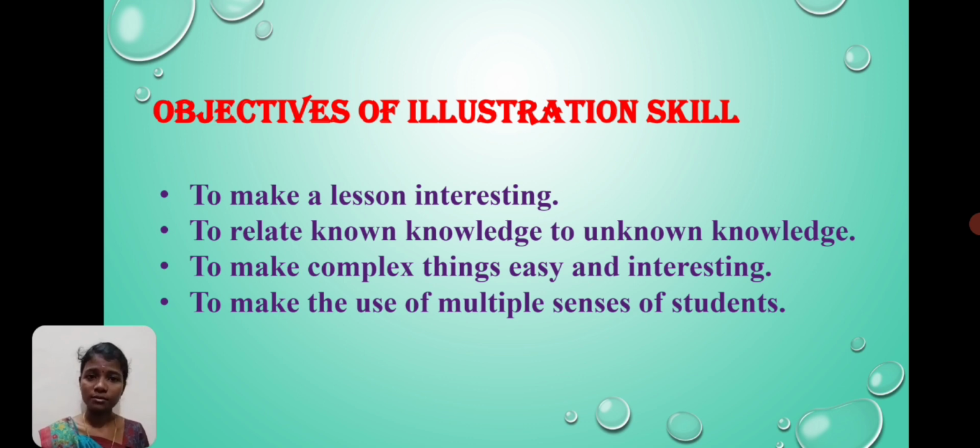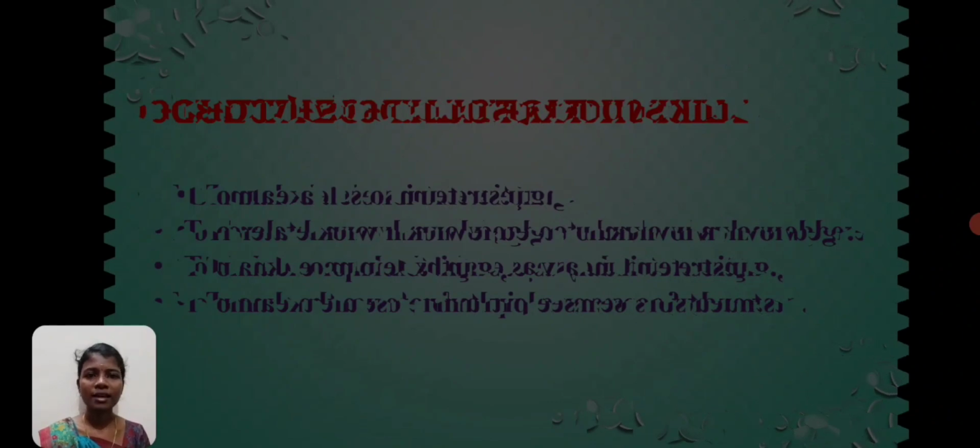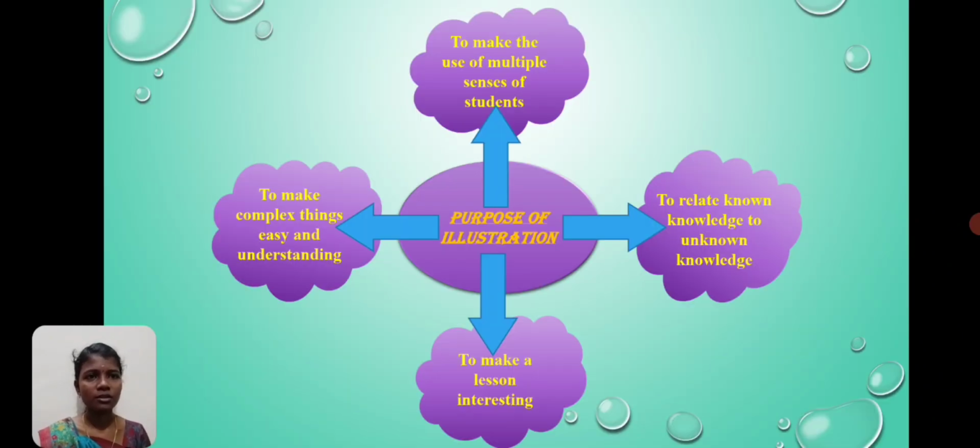The fourth objective is to make use of multiple senses of students. While using examples, the students' attention is more than in normal classes. It activates the multiple senses of students in the classroom. And the next one is the purpose of illustration. It is the same as the objectives of illustration: to make use of multiple senses of students, to relate known knowledge to unknown knowledge, to make a lesson interesting, and to make complex things easy to understand.